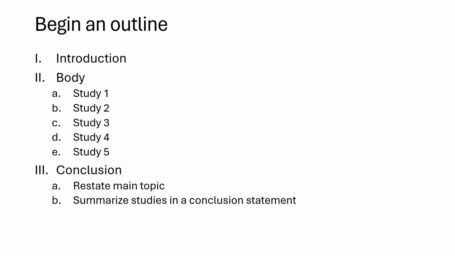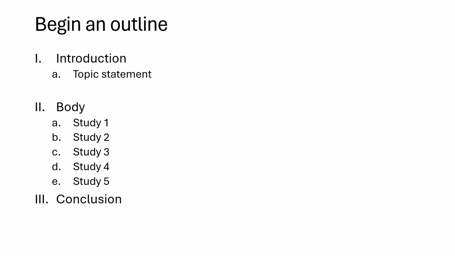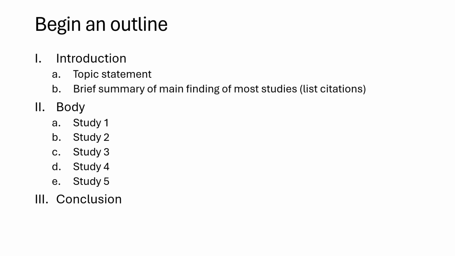One that states the main topic in a different way than you're going to do in the intro. And then probably one sentence, maybe two, where you're summarizing the studies. The last thing I usually write is the introduction, where now I'm going to present the topic statement very clearly. What is this paper about? And then give a brief summary of the main findings of most studies, and of course, always include those citations.